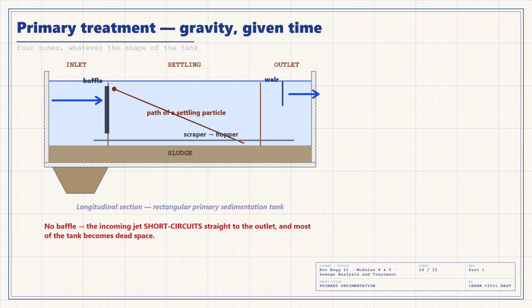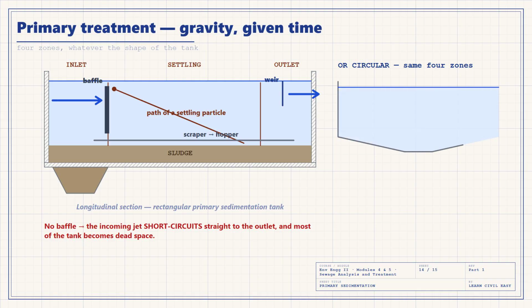The settling zone is the quiet body of the tank where particles actually fall. The outlet zone, where clarified water is drawn off gently over a weir. And the sludge zone, the floor, where a slow scraper pushes the settled solids to a hopper. Tanks are built rectangular or circular. In a circular tank, the sewage enters at the center through a feed well, flows outward, and spills over a weir that runs all the way round the rim.